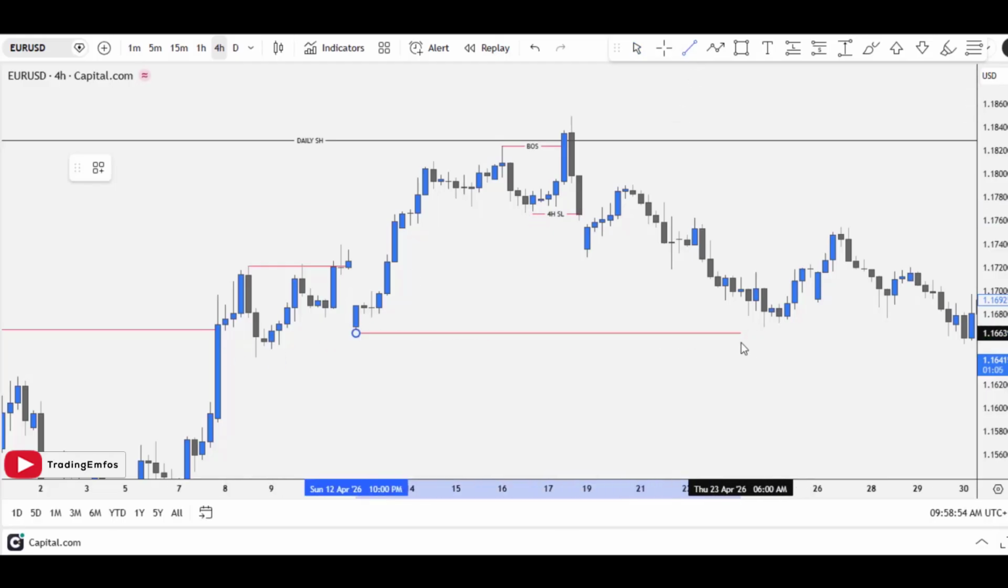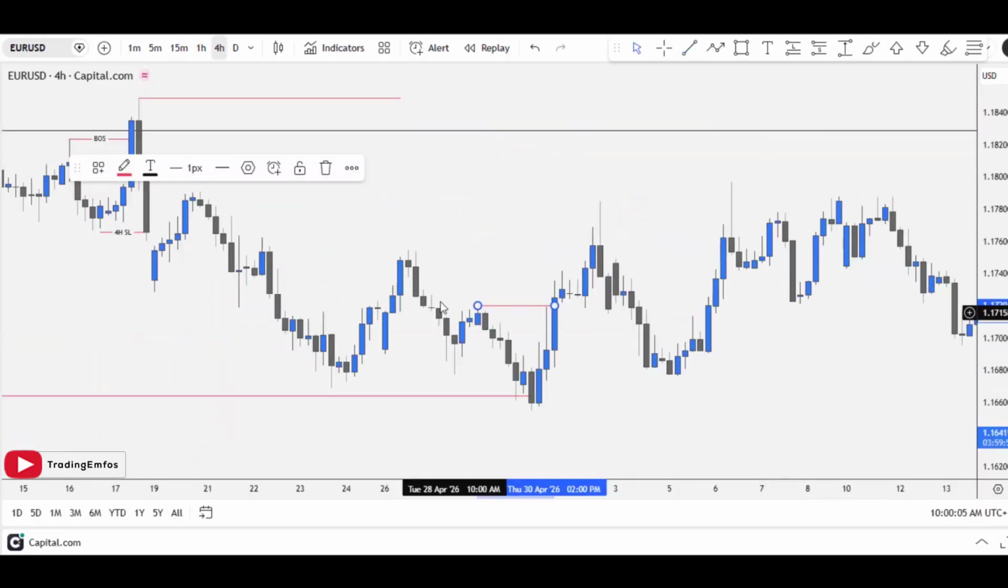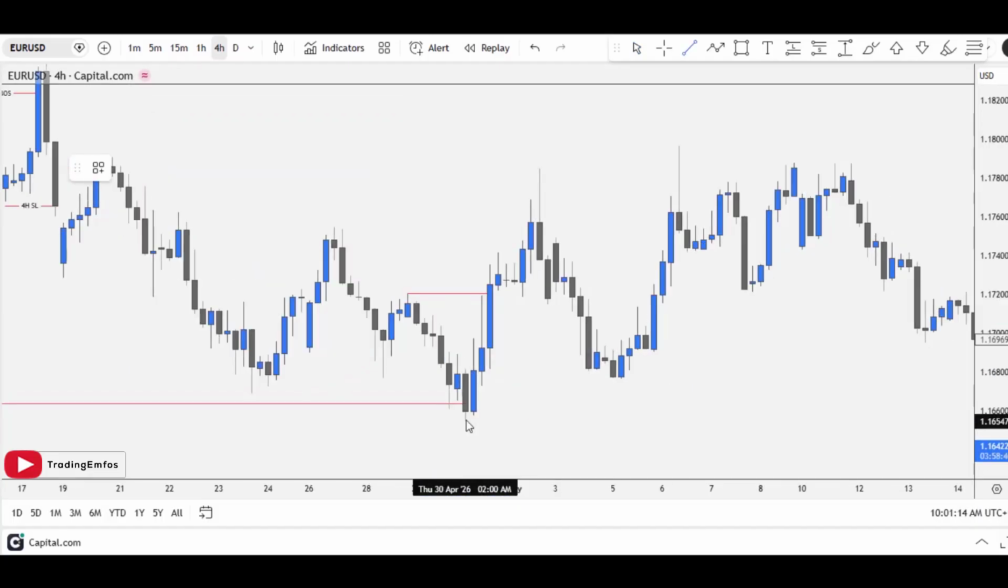Let me just replace that. Then from here, we'll look for a close down, which we have here. So this becomes our new swing high. The market broke structure to the downside. This becomes our new high, and this becomes our new low.